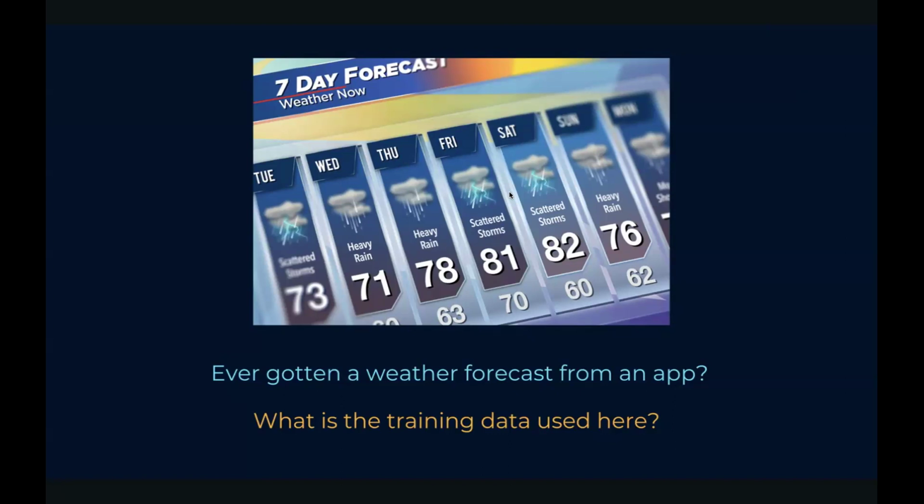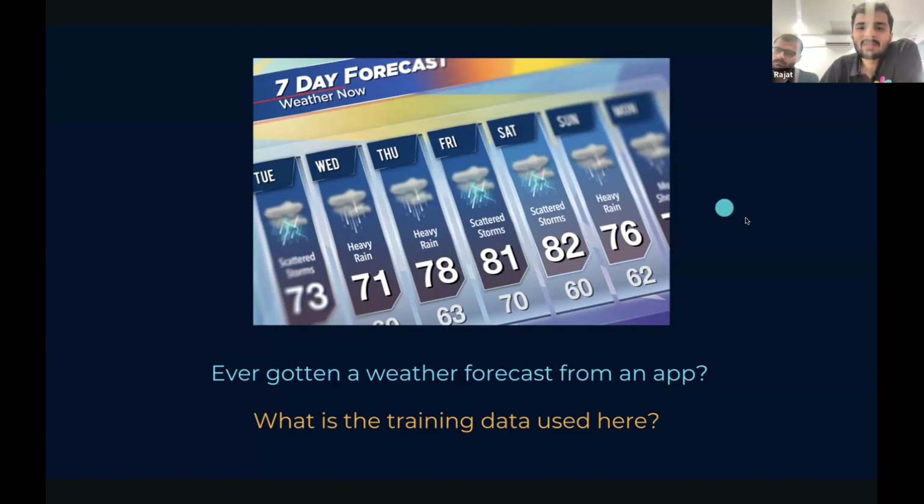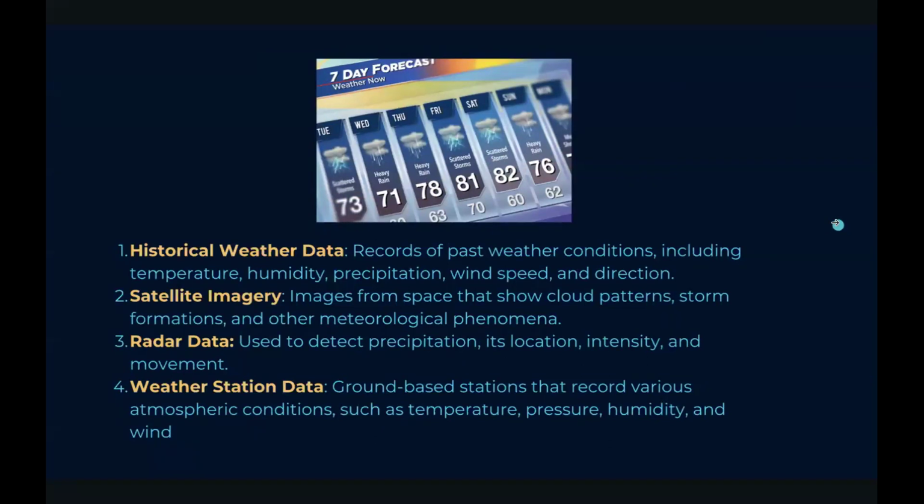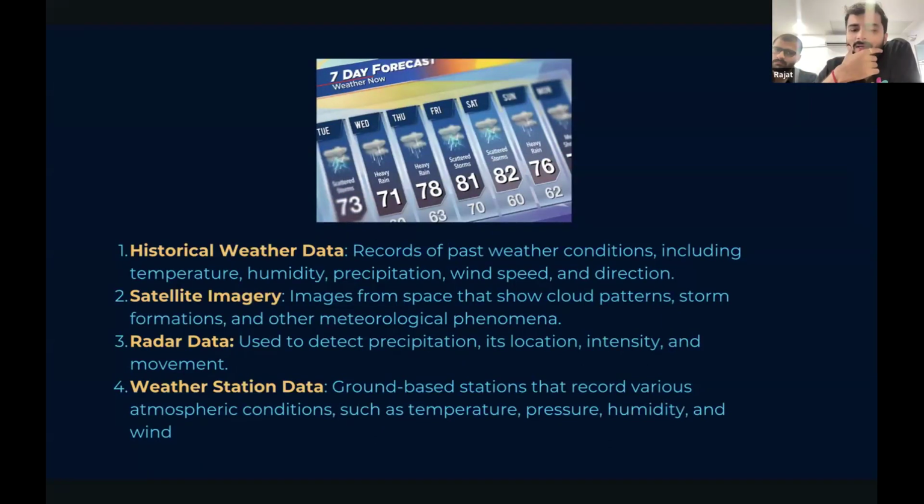Purushottam sir has said temperature, pressure, moisture present in the air. So as everyone had predicted, if the machine were to be given records of past weather conditions, that if this is the temperature, humidity, precipitation, wind speed, and direction, then that weather data can be used to predict or forecast in the future.